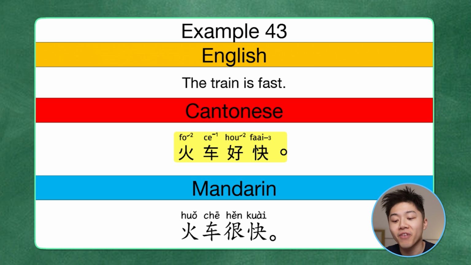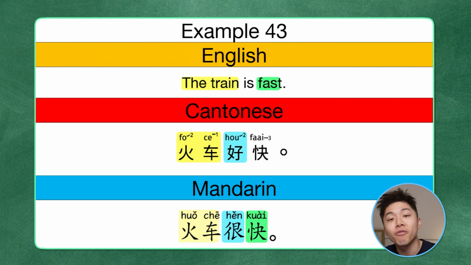火車好快. In Mandarin, 火車很快. So 火車 is basically fire car, which is literally like train. 很 means very in Mandarin, and 快 means fast in Mandarin. So 火車很快.